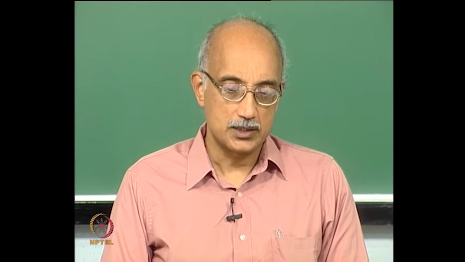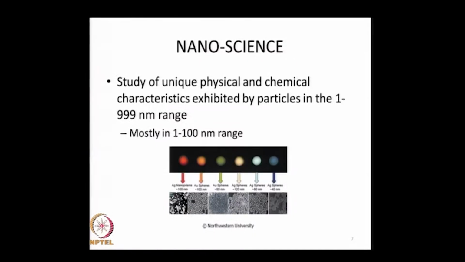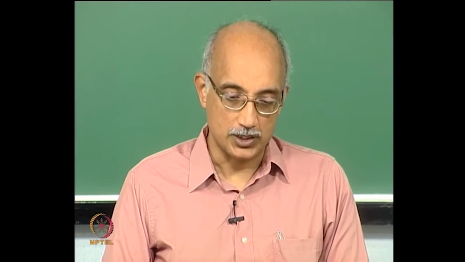So, nanoscience is defined as the study of unique physical and chemical characteristics exhibited by particles in the 1 to 999 nanometer range. Although again by tradition, nano is mostly used in reference to the 1 to 100 nanometer range. Strictly speaking, it ranges all the way from 1 to 999 nanometers, but in practice people use 1 to 100 nanometers as the nano range.